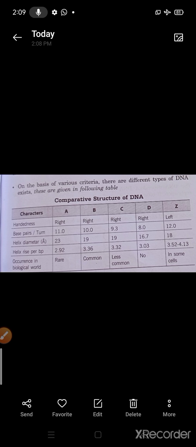In that video, we had discussed how phosphoric acid attaches with pentose sugar and how nitrogenous bases are bonded with pentose sugar. If you remember, the bond between phosphoric acid and pentose sugar is known as the phosphodiester bond, and the bond between nitrogenous base and pentose sugar is known as the glycosidic bond. It is just a quick revision of things we had discussed already.